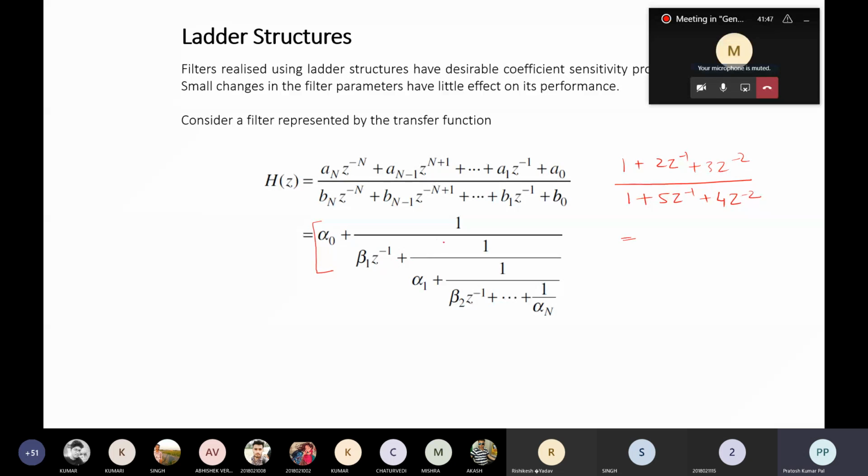Then again, whatever transfer function is there will be of the same form as H(z). So here it will again break into alpha 1. If it is alpha 0, then the second is alpha 1. If it is beta 1, then it will be beta 2 z to the power -1. We will keep on breaking it such that at the end we have no z to the power -1 term, or we have a constant value. We will see with respect to the example how we are going to break this H(z) into the ladder structure.